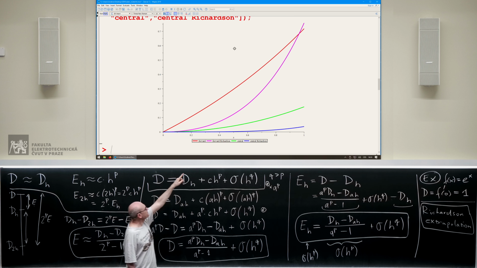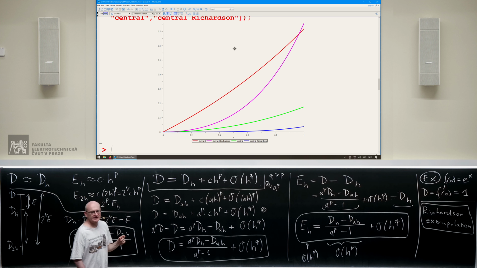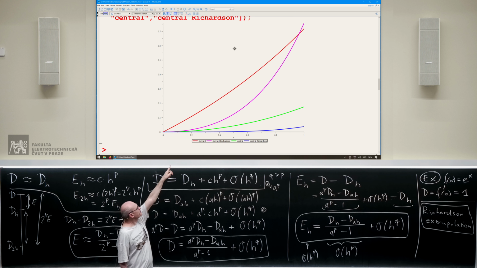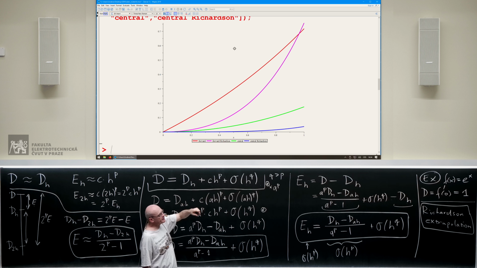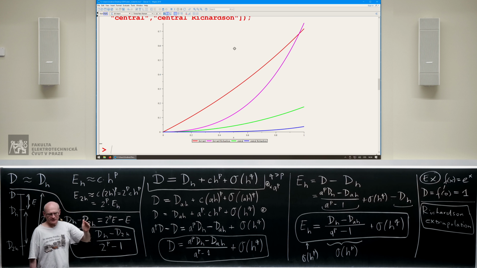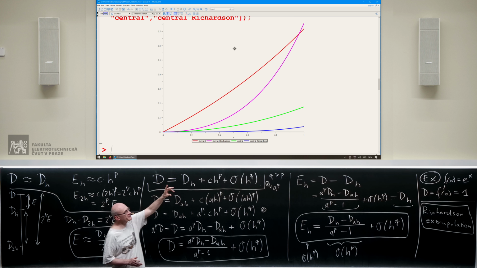The green curve, that's the error for the central difference method. And this method we know is of order 2. So the purple curve and the green curve should be roughly comparable in the way they go to 0. They need not be the same, because these are different methods. But they're both of order 2, so they should behave comparably.